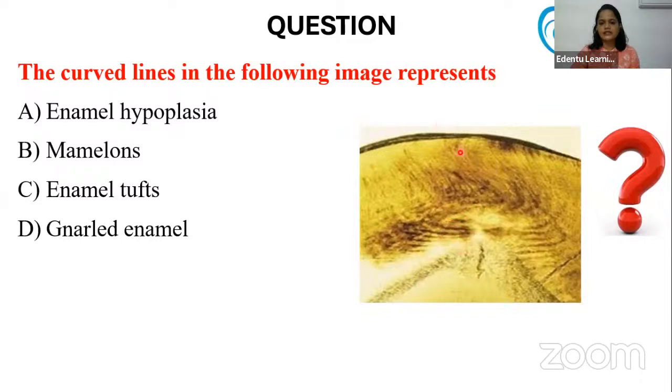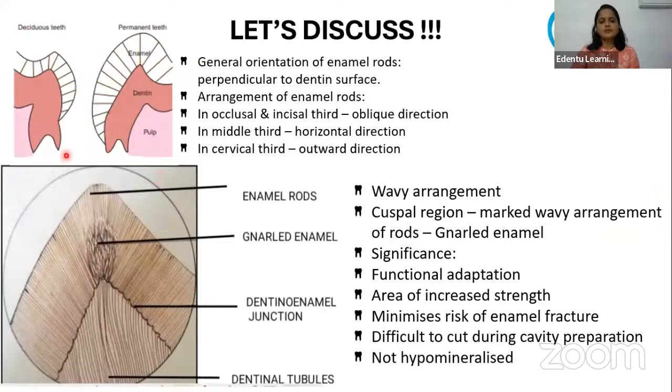Okay, these curved lines, what do they represent? Okay, is it enamel hyperplasia, or the mamelons, or the enamel tufts, or the gnarled enamel? Okay, answer is option D, gnarled enamel. Okay, so first let me tell you about the orientation of the enamel rods. Okay, so the orientation of the enamel rods, usually they will be perpendicular to the dentine surface.